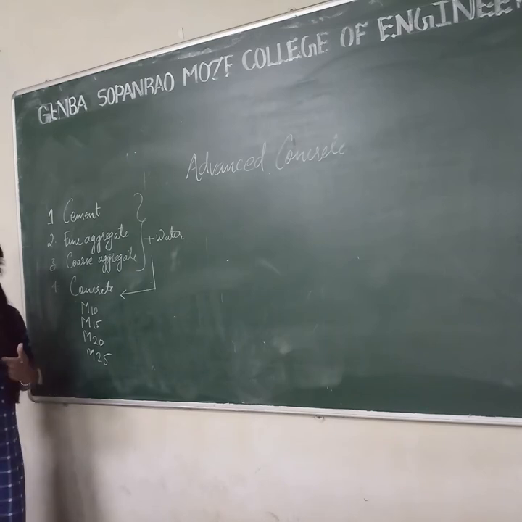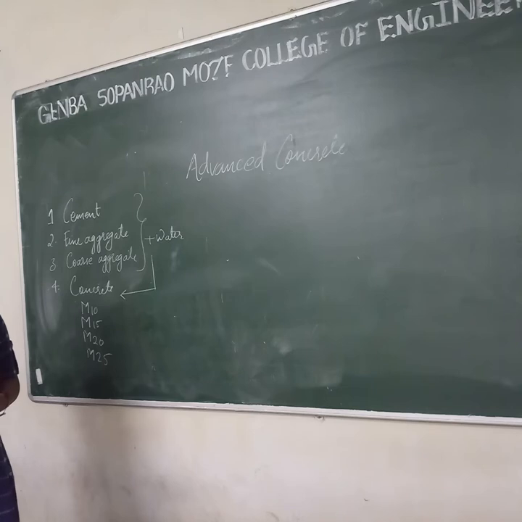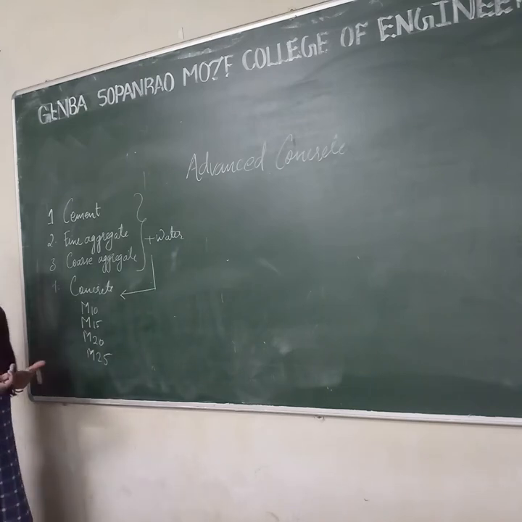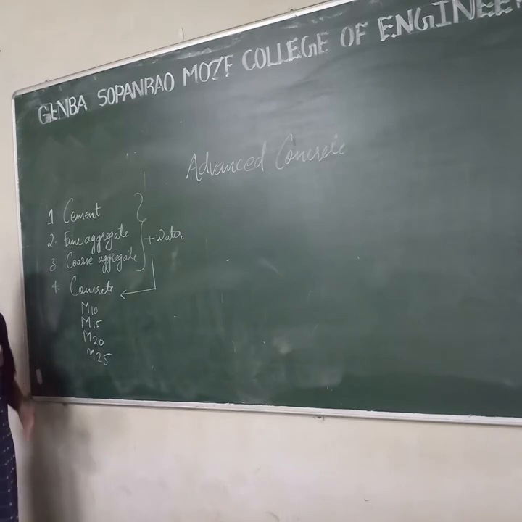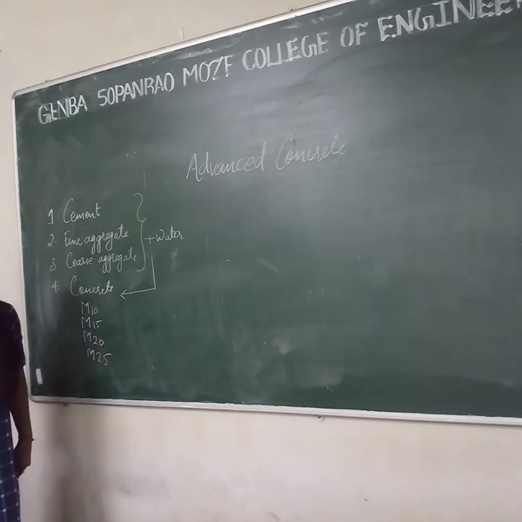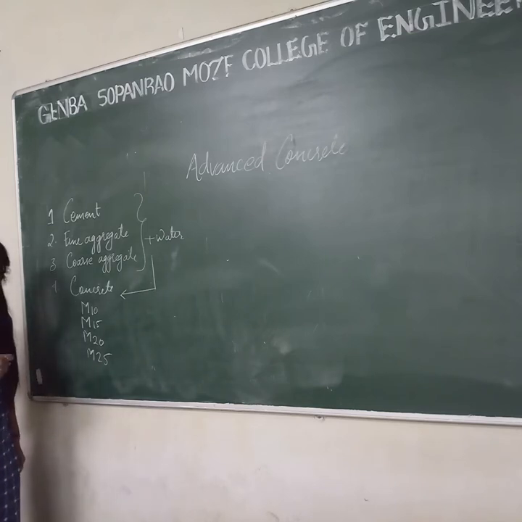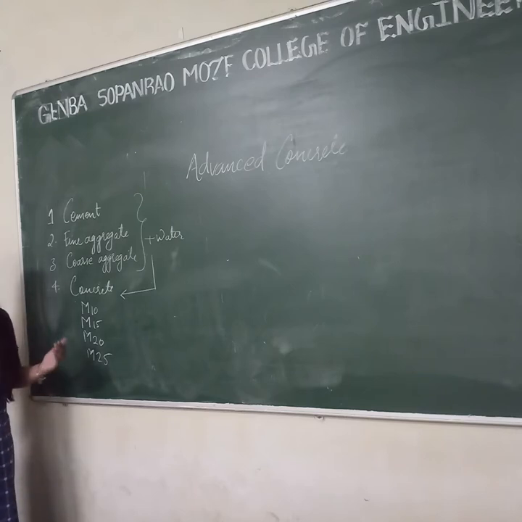Now if you are designing the concrete on your own, with your own properties, for example if you want to achieve 60 Newton per mm square for the concrete, and if you want to add some admixtures to it, then it will be known as design mix concrete.